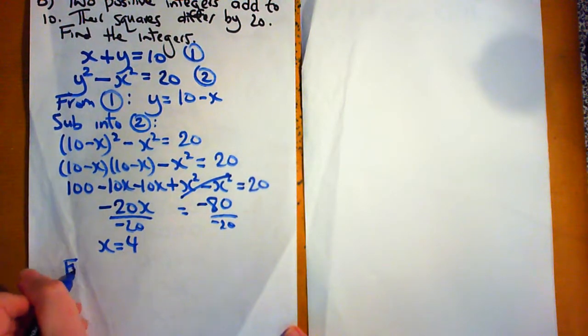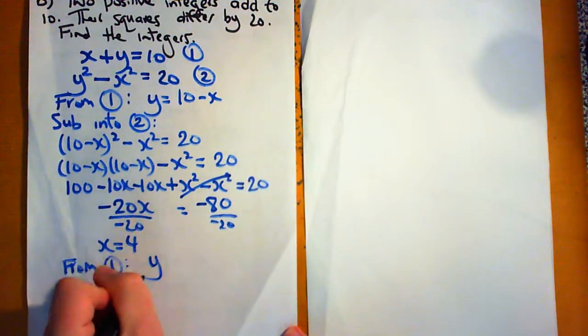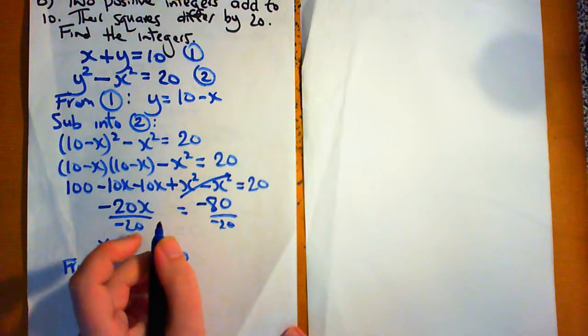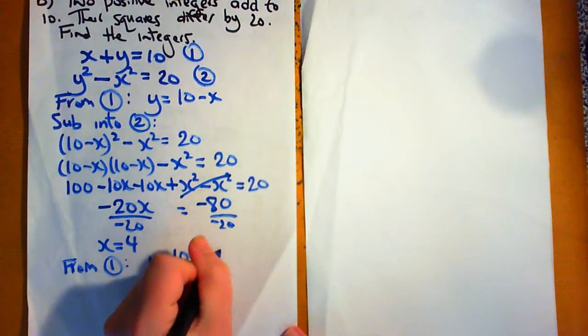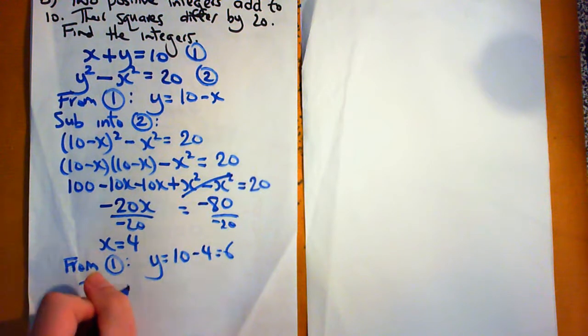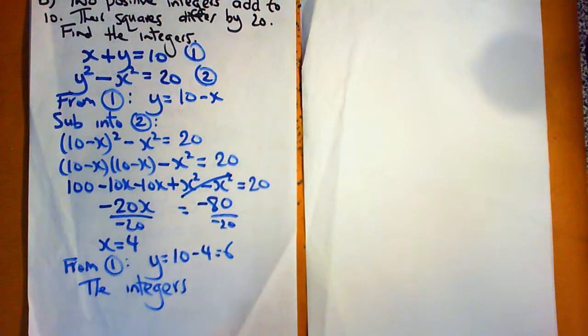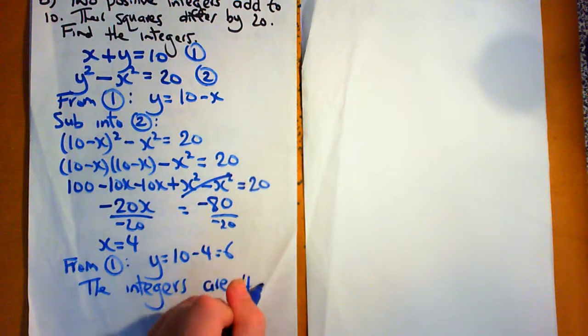From equation 1, we can say that y equals 10 minus 4, which is 6. So the integers, let's write that as a sentence, just translating the solution from the math problem back into the context of the word problem. The integers are 4 and 6.